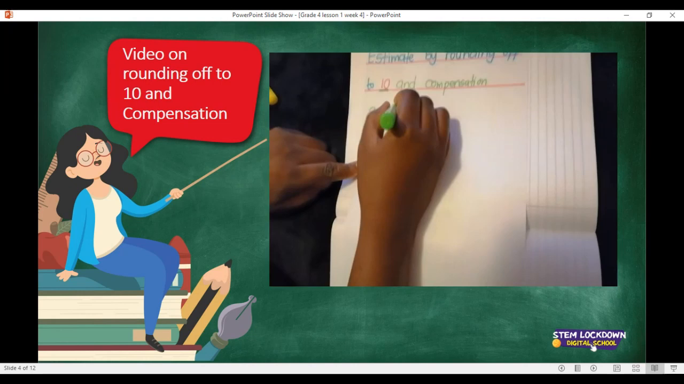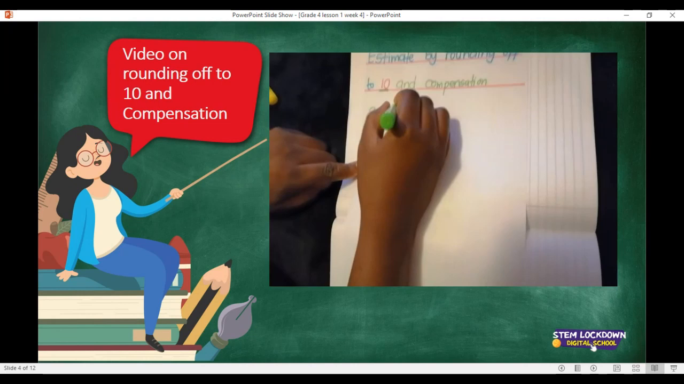So now look at the sum below. Okay, grade 4s, I know you guys can read now. I know perfectly because I teach grade 4s. So every time before you can answer, we know math is about working out and calculating, but before you can work out anything and add or subtract, you have to read what the question says. So here the instruction is, look at the sum below. Estimate by rounding off to 10 and then compensate to get to the correct answer.